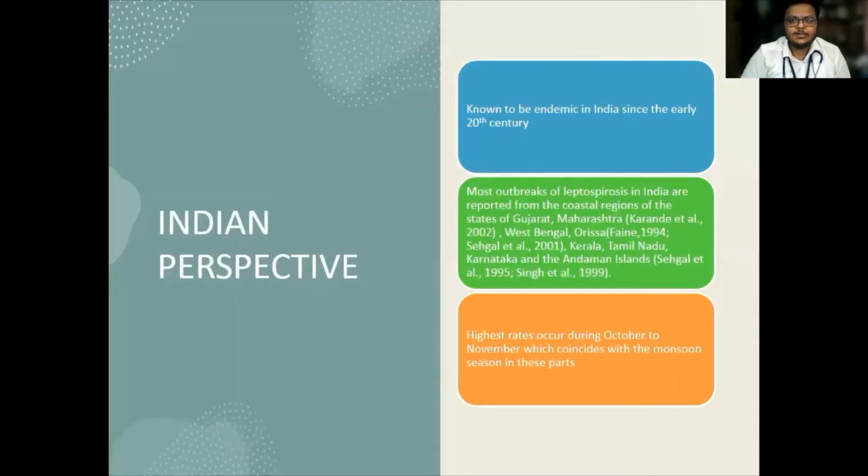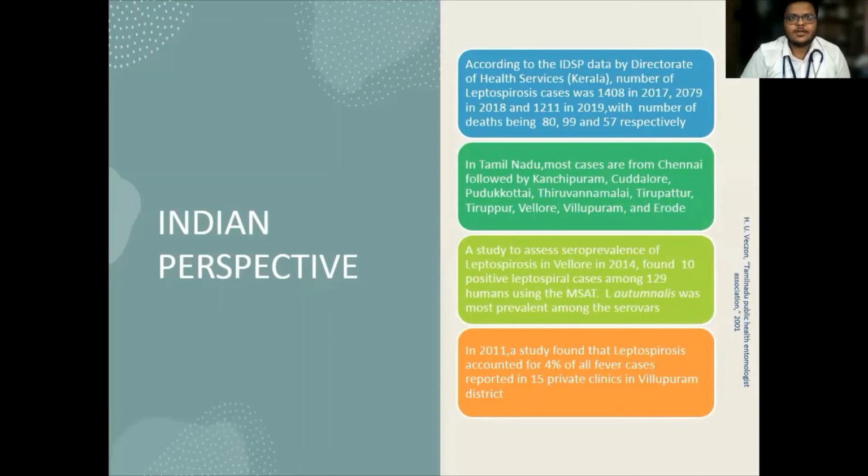With regards to India, it is known to be endemic in our country since the early 20th century, with most outbreaks being reported during the months of October to November from a few states: Gujarat, Maharashtra, West Bengal, Orissa, Kerala, Tamil Nadu, Karnataka, and the Andaman Islands. According to recent data from Kerala, the number of leptospirosis cases was 1,408 in 2017, 2,079 in 2018, and 1,211 in 2019, with number of deaths being 80, 99, and 57 respectively.